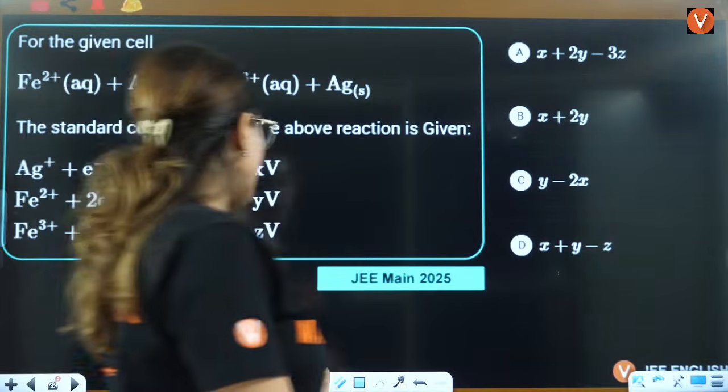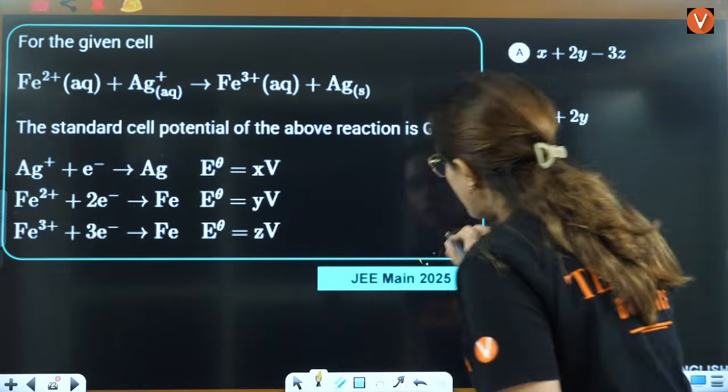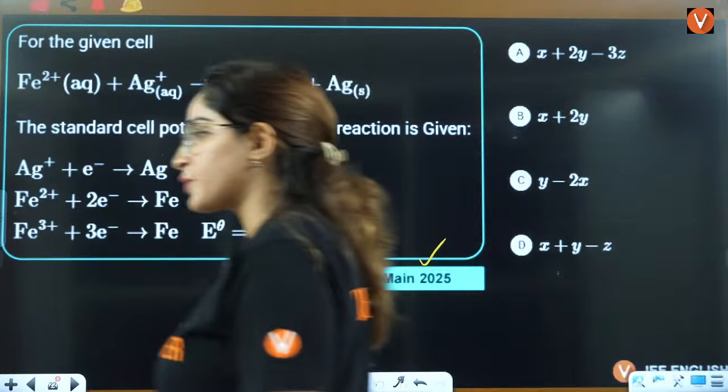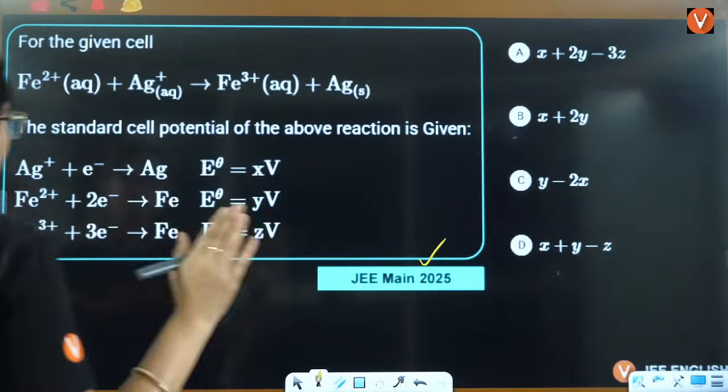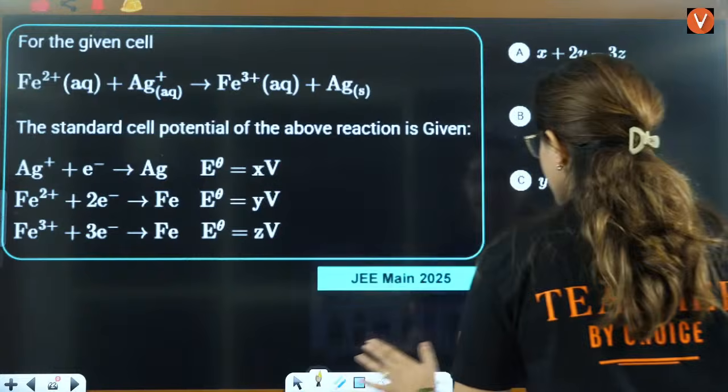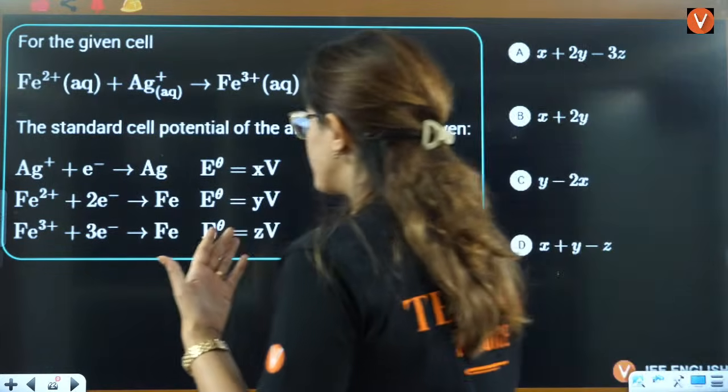Next question that they have asked in JEE Mains 2025, latest, this year's question, is of the same category, right? So here also you have to do the same thing.